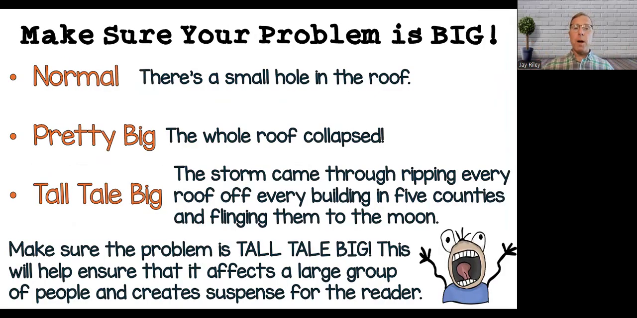So we want to make sure this problem is big. Now I've got 3 examples here. A normal problem could be there's a small hole in the roof. A pretty big problem could be the whole roof collapsed. A tall tale problem would be a storm came through, ripping every roof off every building in 5 counties and flinging them to the moon. So we want to make sure that the problem we develop is like the third one here. It's got to be tall tale big. It's got to be completely ridiculous. Remember, this couldn't really happen in real life, so you can be as creative as you want to be.